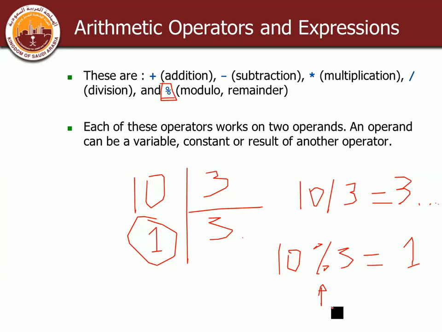I'm going to give you another example. If you have 5 cars or 5 smartphones to give to 2 people, what is the remainder? How many smartphones are you going to still have at the end? 1. Very good, because you gave 2, and then 1 is left, so you keep it.